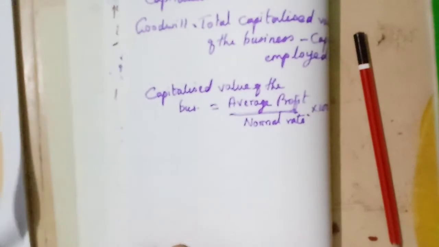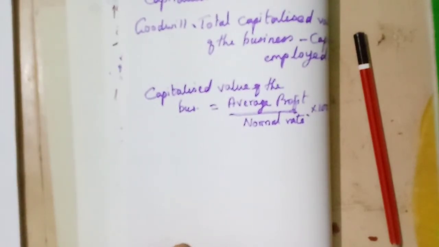Then goodwill, what is the formula? Total capitalized value of the average profit minus capital employed. Capital employed is given, and the total capitalized value of the average profit we have calculated. That is 6 lakhs minus capital employed 4,50,000. So 1,50,000 is the answer. So we will do the last exercise also.